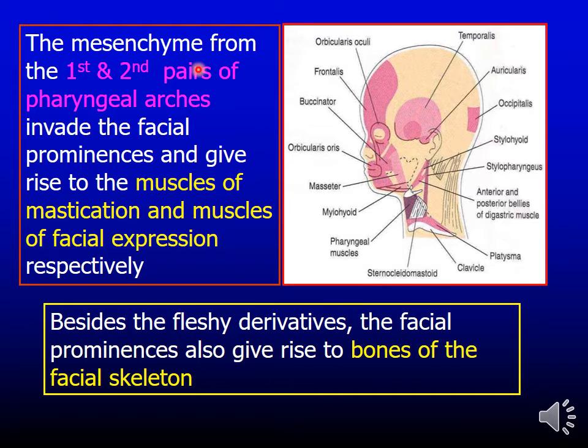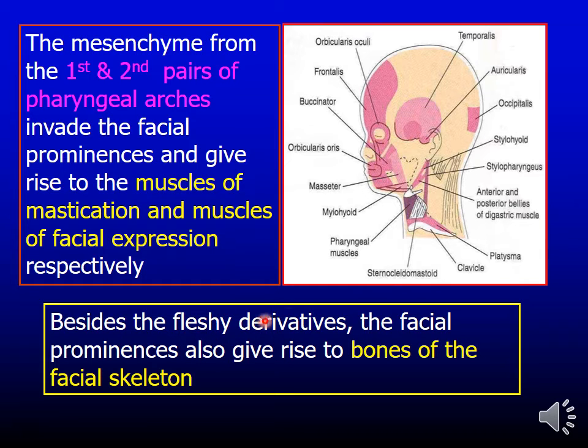Now, the mesenchyme, or the mesenchymal tissue, of the first and second pairs of the pharyngeal arches invades the facial prominences and gives rise to the muscles of mastication and muscles of facial expression. As you know, the first pharyngeal arch gives rise to some of the muscles of mastication, whereas the second pharyngeal arch gives rise to the muscles of facial expression.